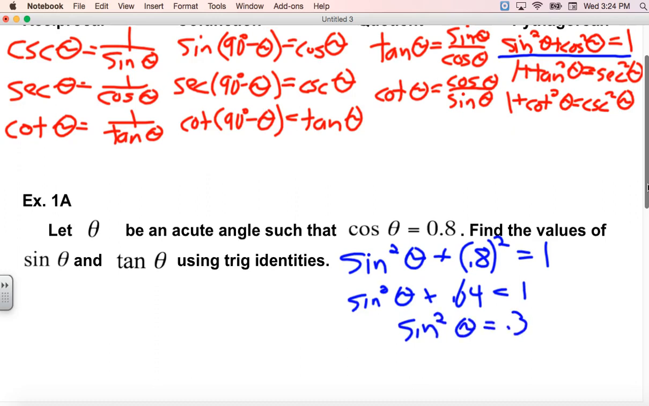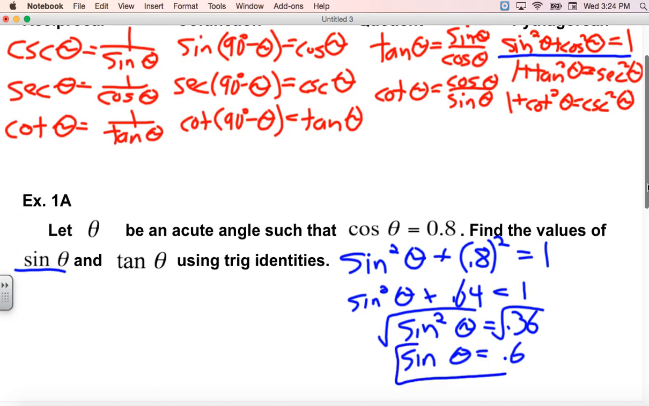So we get 0.36. Now you take the square root to get sine by itself. So we've got sine theta equals whatever the square root of 0.36 is, that's going to give us 0.6. So there we go. We wanted to find sine theta. Sine theta is 0.6. And if you wanted to make that a fraction, you can make it into 3/5 if you want. So there's sine theta.